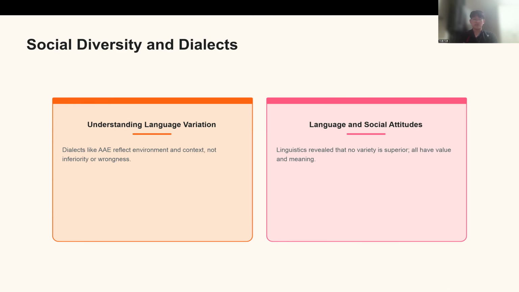Second, social diversities don't matter in social hierarchies, because using good English or bad English is impossible to strictly divide, because there isn't any. So varieties aren't superior, and they all have value and meaning.